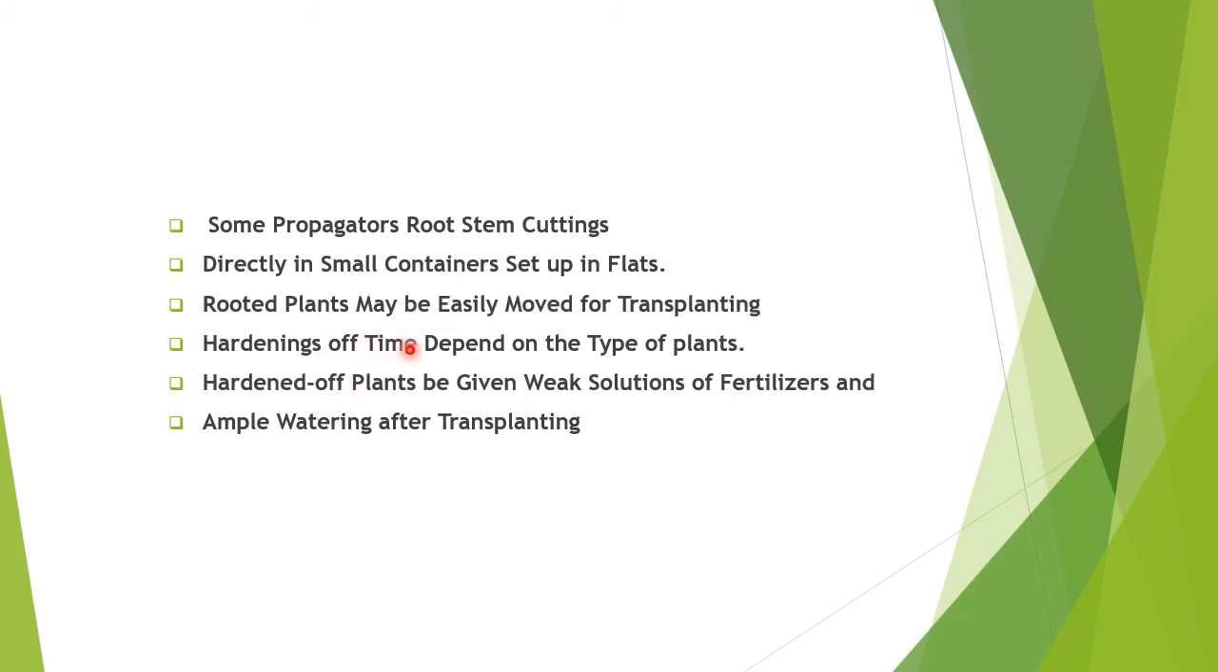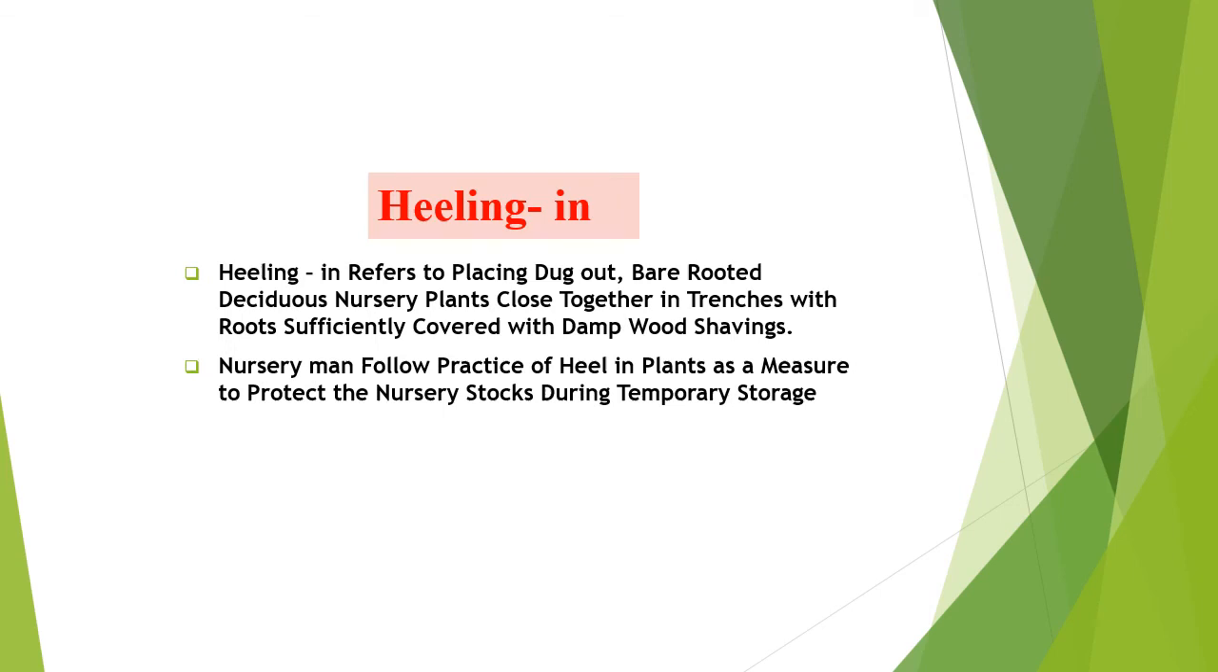Hardening time depends on the type of plants. Hardened plants should be given a weak solution of fertilizers and ample watering after transplanting. These are some of the measures which are to be taken. There is one more process which is called healing in. Healing in refers to placing dug out, bare rooted, deciduous nursery plants close together in trenches with roots sufficiently covered with damp wood shavings.